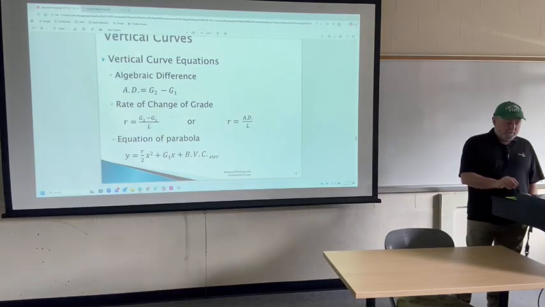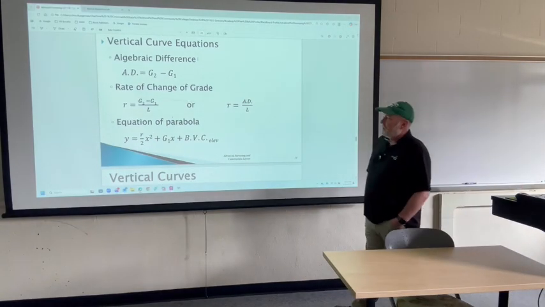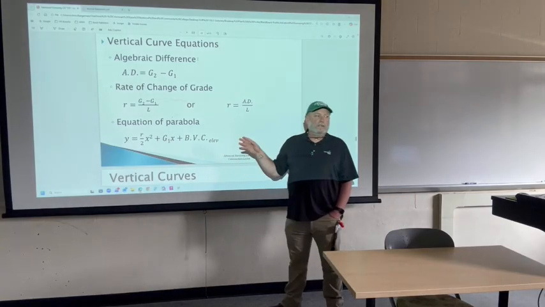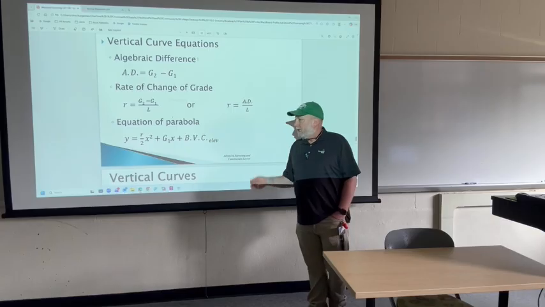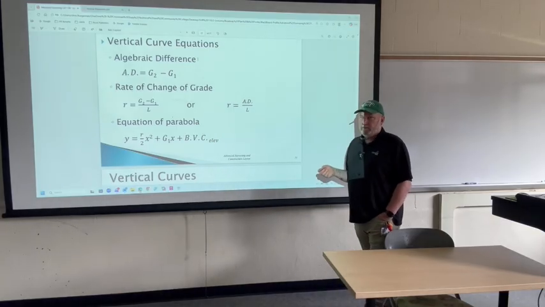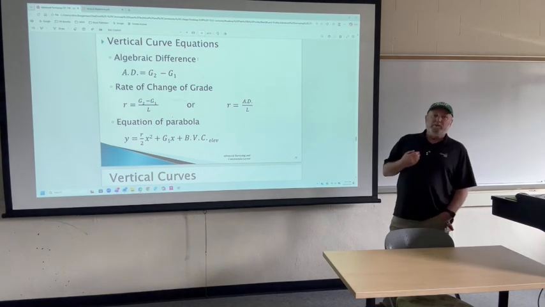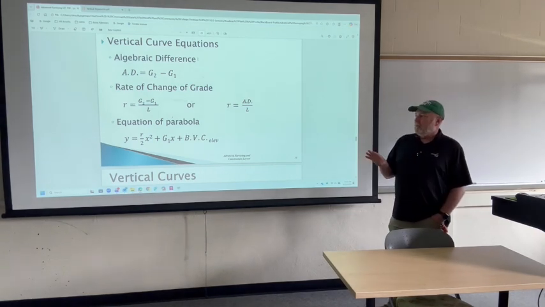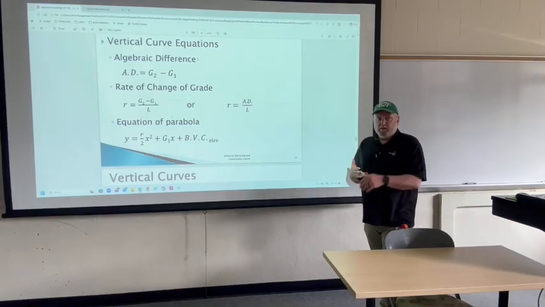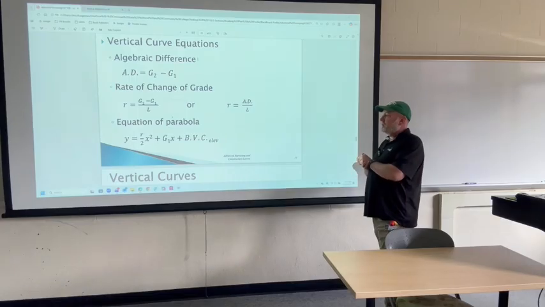Very, very important. So with this, the equation of a parabola is the quadratic equation: y equals ax squared plus bx plus c. I know that kind of sounds a little intimidating, or at least it does to me. But when you start figuring out what the a, b, c is, what is x? X is going to be the same all the way through.